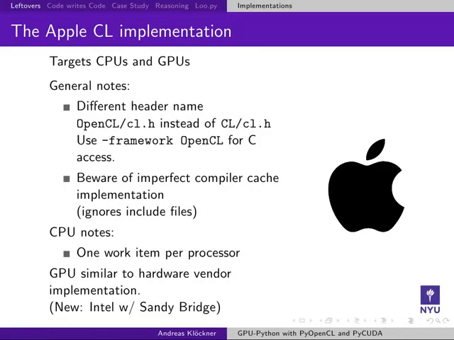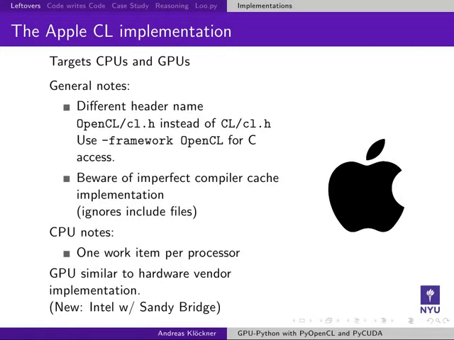Because Apple has to be different from everybody. Instead of CL/cl.h, if you program it from C, you have to say OpenCL/cl.h. Kind of confusing, but you'll get over it. And instead of -lOpenCL, you say -framework OpenCL.